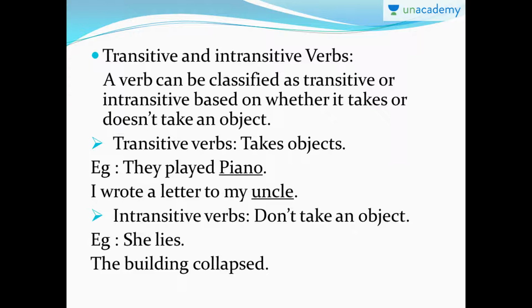For example, they played piano. So they is the subject, played is the verb. What did they play, or what did the subject do? Piano. So that is the object. So it is a non-living thing. Yes. So here, when I have to differentiate between subject and predicate, they is the subject, played piano is the predicate. Okay. Look at the next sentence. I wrote a letter to my uncle. I is the subject, wrote is the verb, a letter and to my uncle, both are objects. So one is a direct object, one is an indirect object.